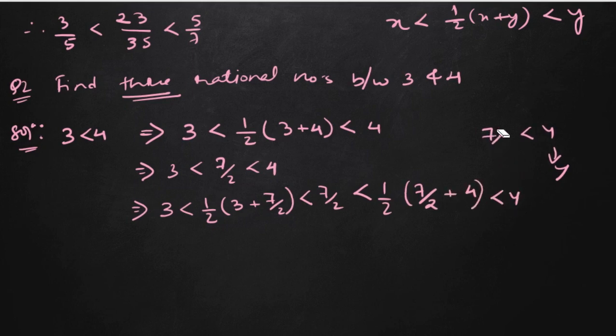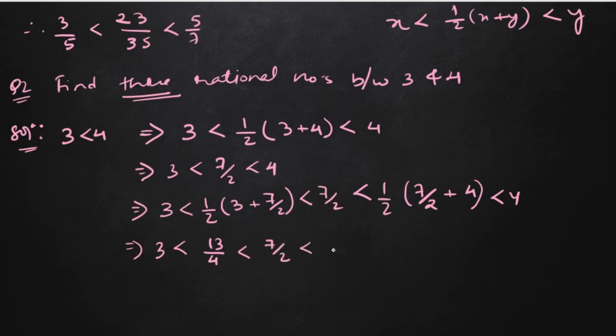Clear? Okay, so if we solve this, we will get 3 is less than 13 by 4, which is less than 7 by 2, which is less than, again if we solve this, 15 by 4, which is less than 4. So we have got three rational numbers between 3 and 4. So these are the three rational numbers between 3 and 4.